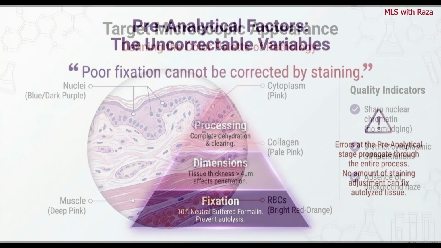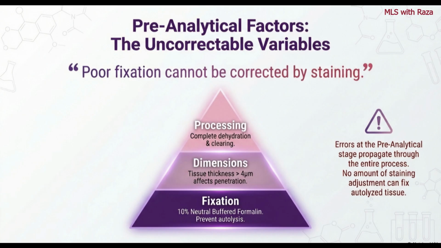But getting that perfect stain isn't always possible. And this quote right here highlights the single biggest reason why. It's a fundamental law of histopathology. The staining process can only work with the material you give it. If that tissue wasn't properly preserved right at the very beginning, no amount of skill or fancy technique in the staining process can ever fix it.